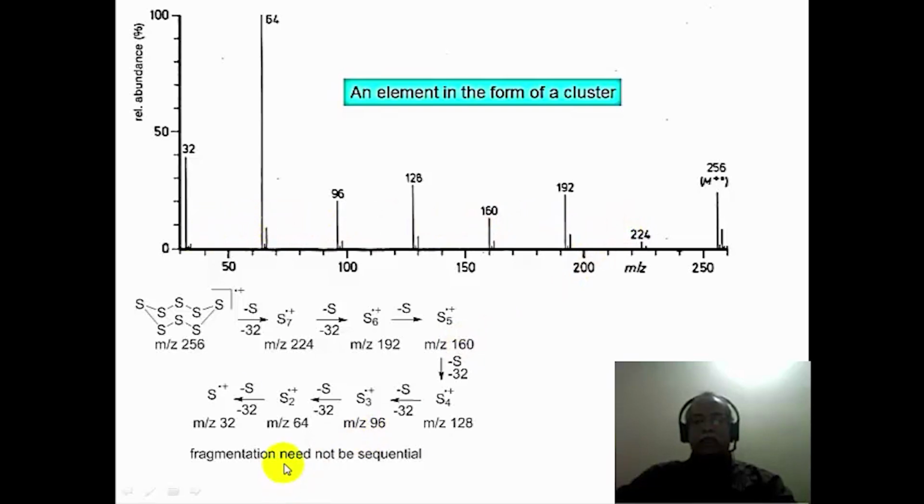The fragmentation actually need not be sequential as it is shown in this particular mechanistic scheme. Two bonds can break at any point in this molecule, resulting in the S3, S4 or S5, S6 fragments from the S8 directly. So as a result, the following fragment ions can be formed, either sequentially or non-sequentially, to account for the various peaks that are seen in this particular spectrum.